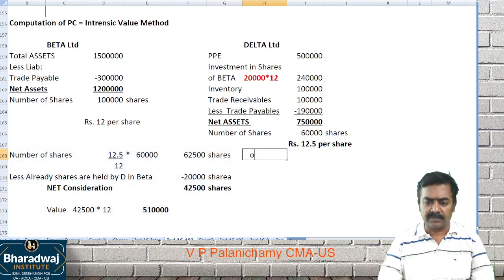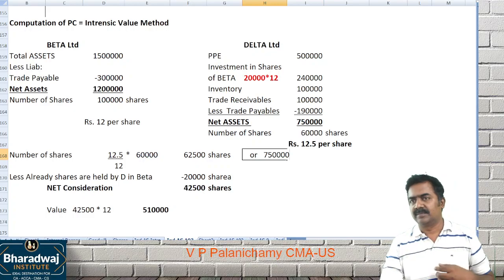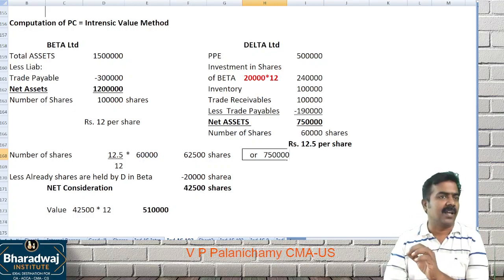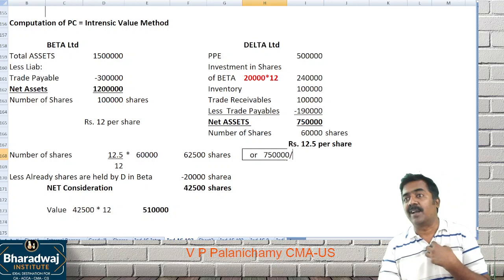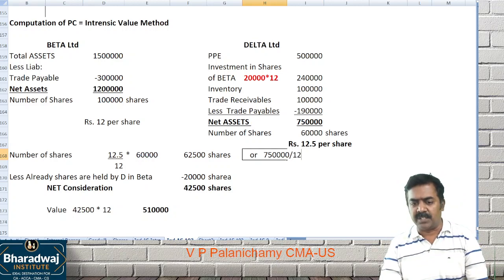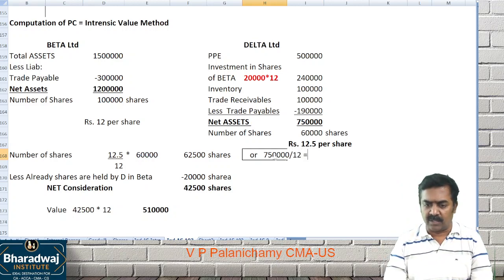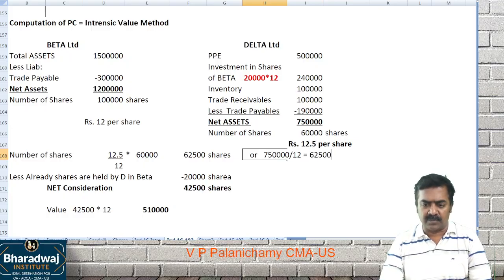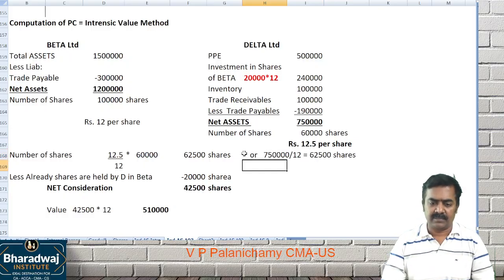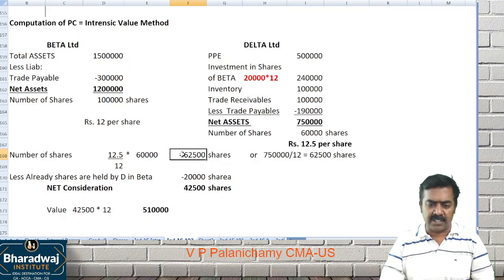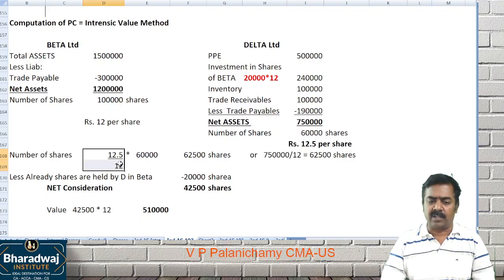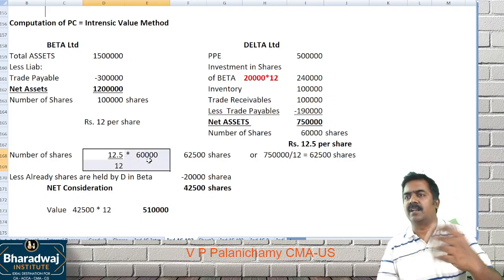Another method of working: what is the net assets of the seller? 7,50,000. I have to pay you 7,50,000. You are the seller, let us assume. I have to pay you how much? 7,50,000 divided by, I am going to allot my company shares. What are my company shares worth? 12 rupees. Now, how many shares will come? The same 62,500 shares. The 62,500 shares can be worked out by two methods. What are the two methods? Seller's value divided by buyer's value into how many shares are there in the selling company.